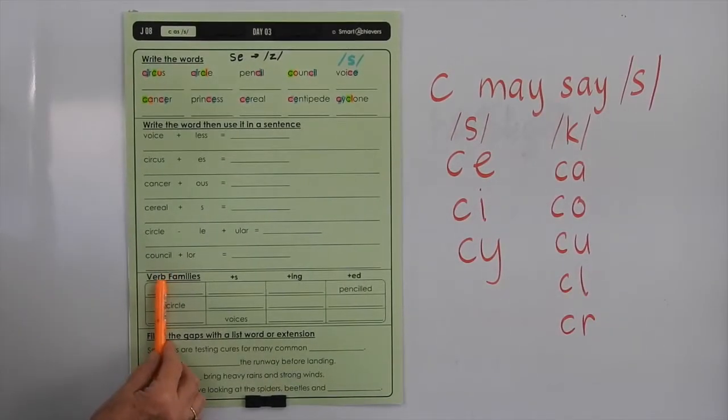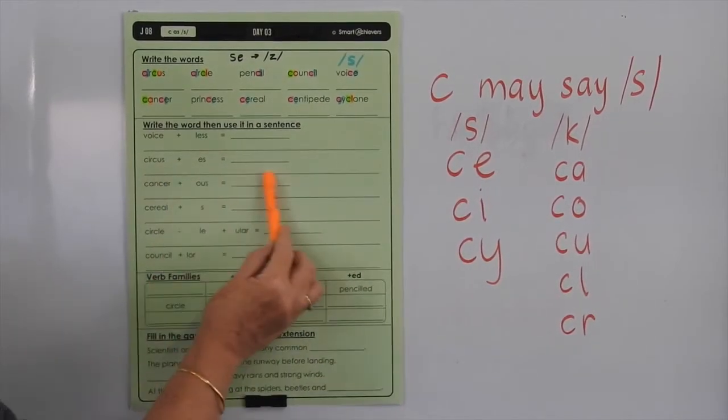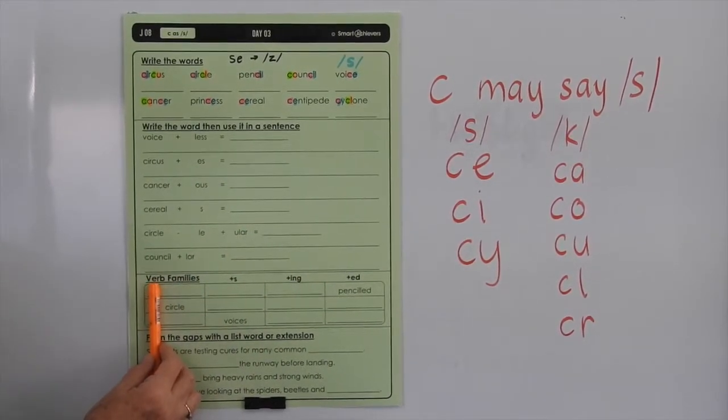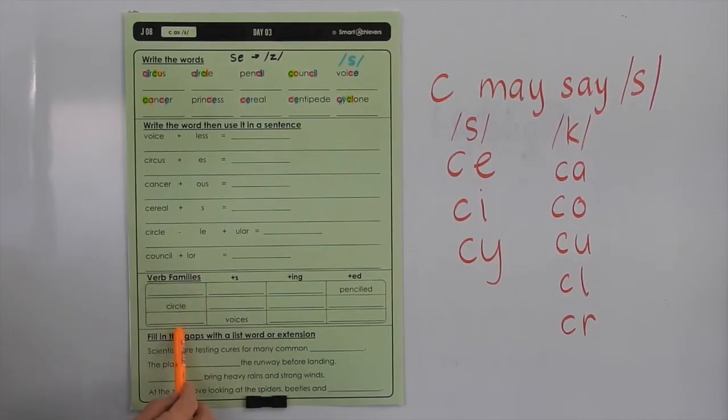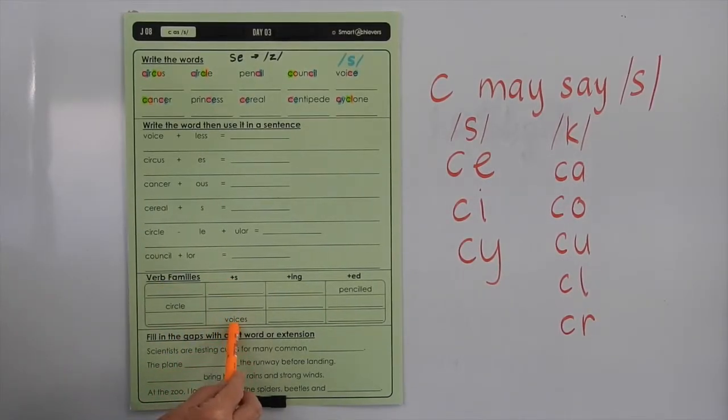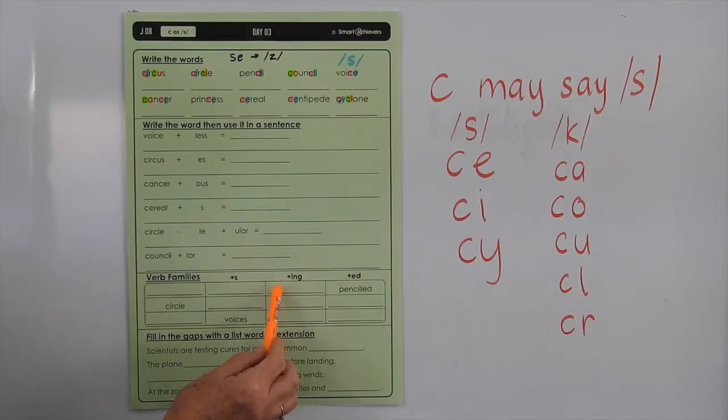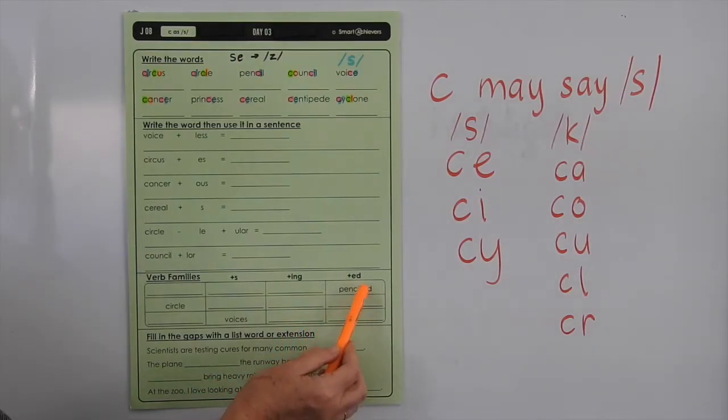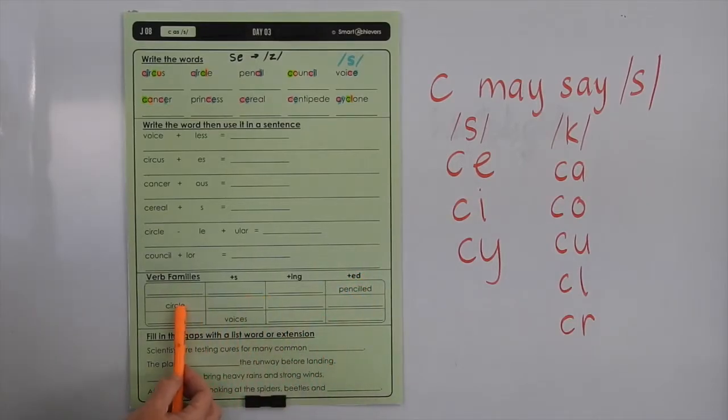Down here we've got verb families. Oh, here, by the way, you have to write a sentence with each of those words as well. Down here we've got verb families, so you've got to look for the base word. Here you're adding the S. Now if the word ends with an E, you're going to take the E away when you add the ing. So circling, voicing, you're voicing your opinion. So the E would go away before you add the ing on these two. And then here, when you're adding the ED to the end, if the word already ends in an E, like voice does too, you only have to add the D. You don't have to add the ED.